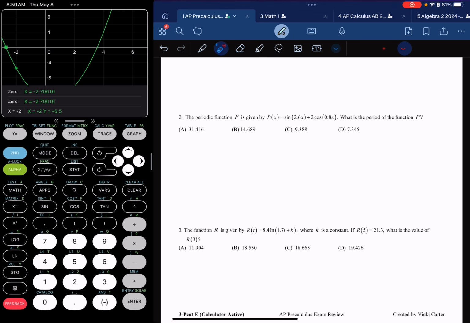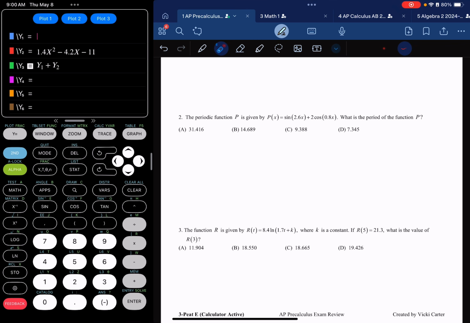Number 2, we have this periodic function, and we're trying to find what its period is. So we can just graph this thing and kind of eyeball it, right? So if I go y equals, I'm going to clear out of all of these. Let's come down here and type in everything that we see. Sine of 2.6x plus 2 cosine of 0.8x.